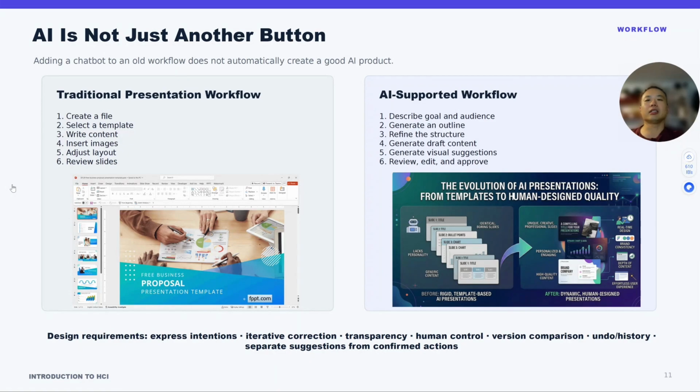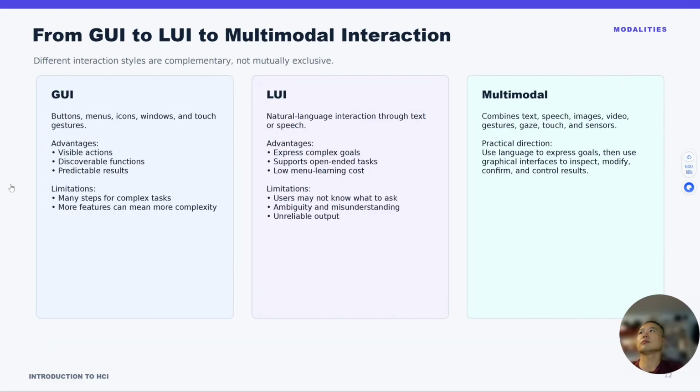So AI is not just to help the user click buttons. AI is to help the user reshape their idea, understand their intentions, and finish the task. Now we are talking about the input modality, from the GUI to LUI to multimodal interaction. So we have the GUI, the graphical user interface, the LUI, which is the language user interface, and the multimodal input, which covers different modalities of input, such as text, voice, and videos, etc.